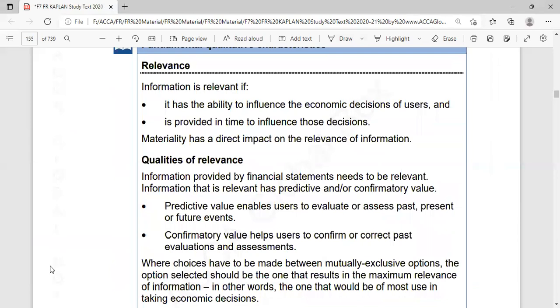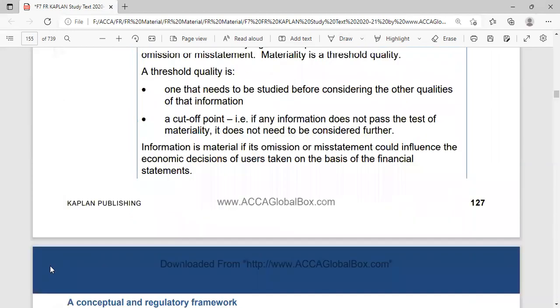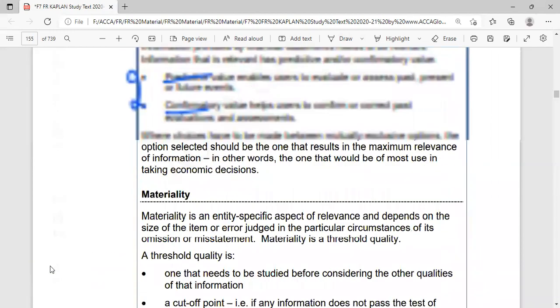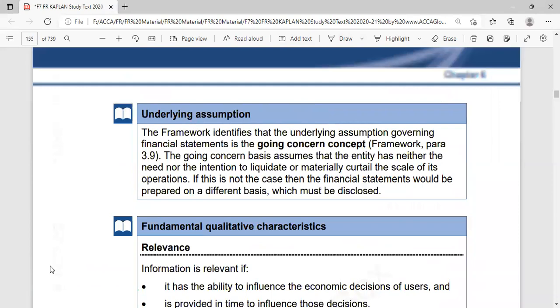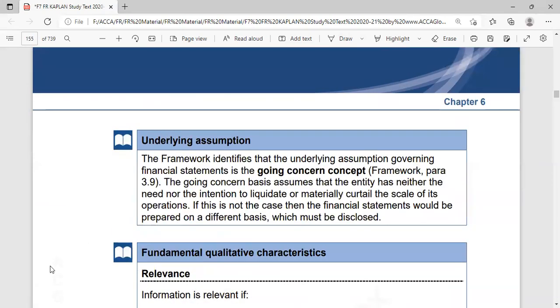So this is about relevance. What are the qualities of relevance? It must be predictive and confirmatory. And coming to the next one, and one more thing is here.